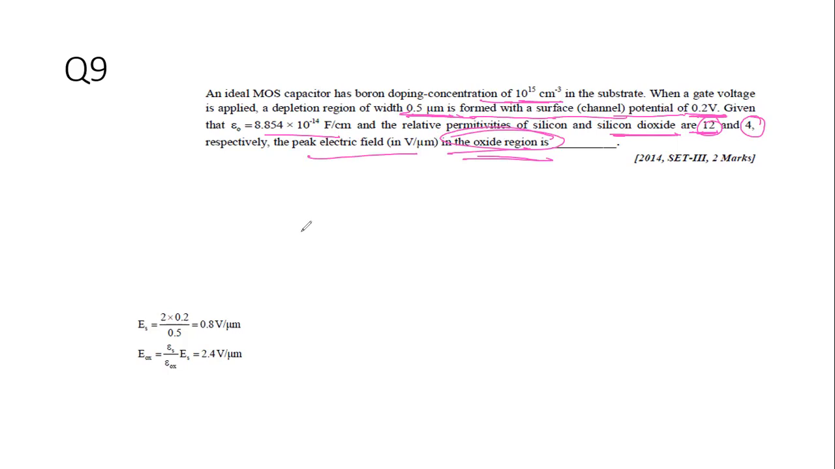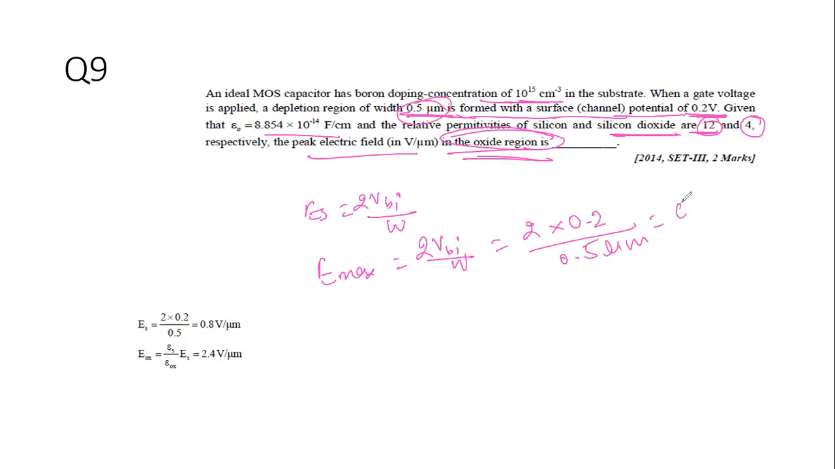So what's the oxide region peak electric field? The peak electric field is ES, equal to what? That is 2 times VBI by W. This is the peak electric field, that is called the maximum electric field. So 2 times VBI equal to what? 0.2 upon width, 0.5 micrometer, and this becomes 0.8 volt per micrometer.